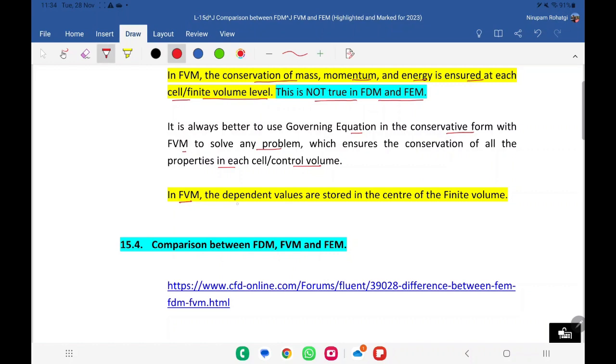Again, in the finite volume method, dependent variables are stored at the center of the finite volume. So this is what we are talking about. We are only storing these values at this point. If there is a second element, we store here. If there is a third element, we store here. At the nodes, we do not store. These are our nodes. So we are not storing values here, only at the centroid.